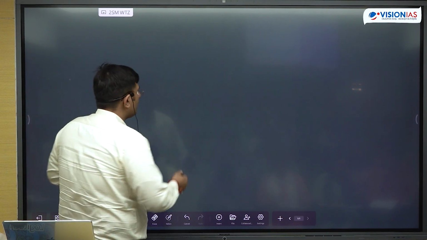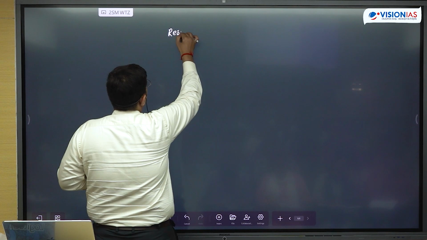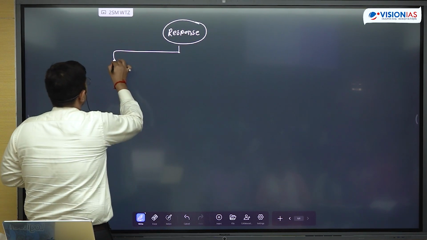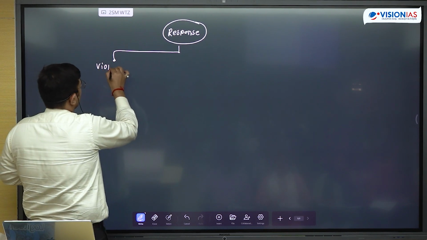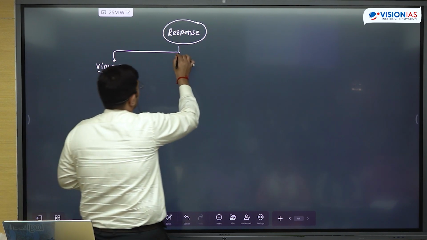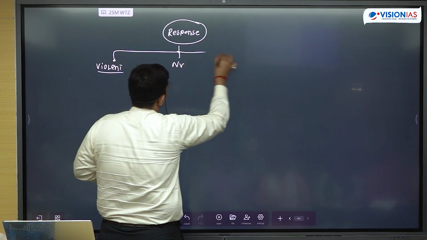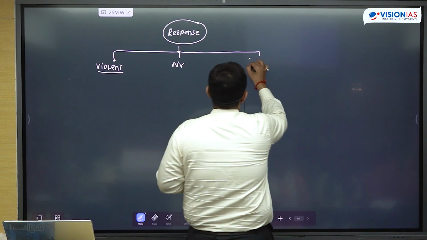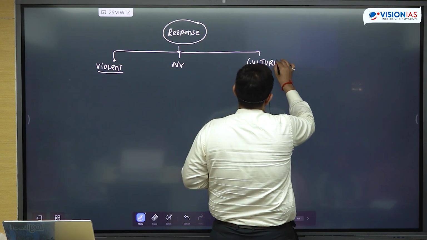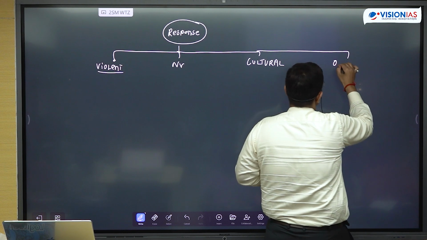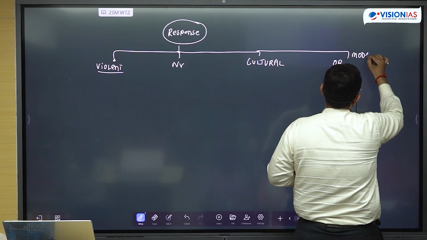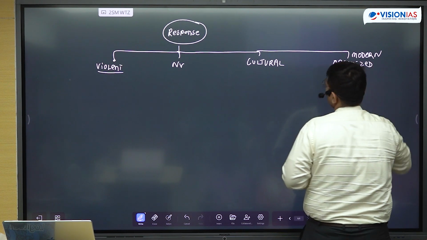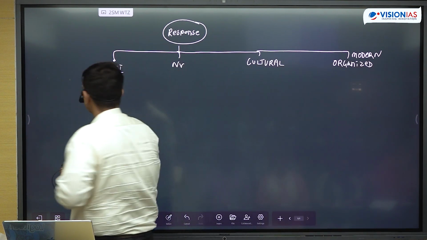Then second is, what was the response? The response by the tribals can be categorized into 2-3 formats. One simple format is violent response. Second is non-violent response. And third is, for example, cultural response. And fourth can be modern organized response. Right? This is how you can divide.